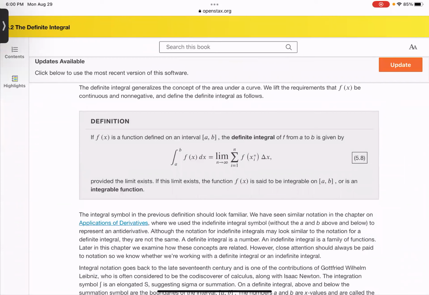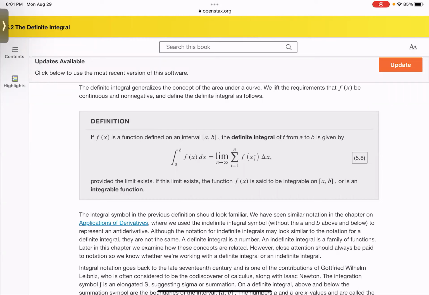If f of x is a function defined on the closed interval a to b, the definite integral of f from a to b, the integral from a to b of f of x dx, is equal to the limit as n approaches infinity of the summation from i equals 1 to n of f of x sub i times the change in x, provided that the limit exists. If this limit exists, the function f of x is said to be integrable on the closed interval a to b, or is an integrable function.